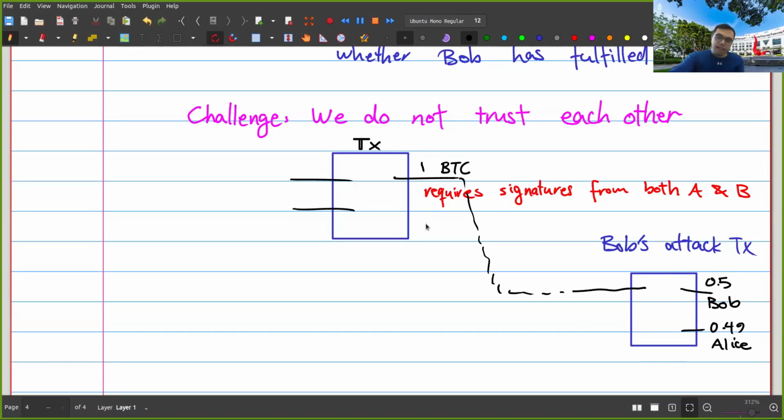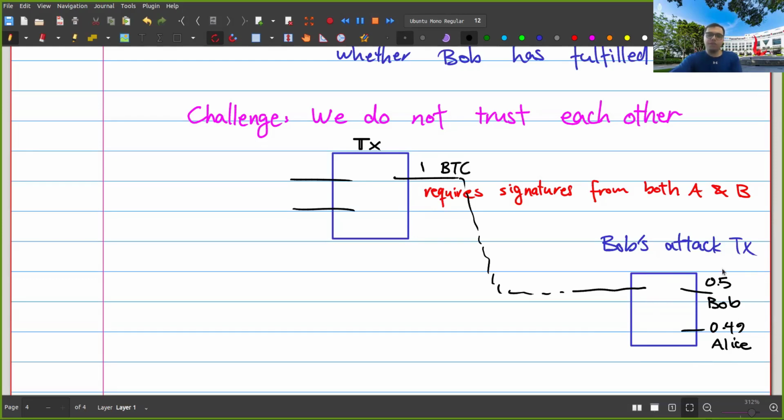So if Alice is rational, if Alice only cares about her own money and how much money she's making, she's going to sign this, right? So this is called an extortion attack. In this case, if I had published this original transaction, Bob could do an attack like this, and basically Bob could get part of the money.